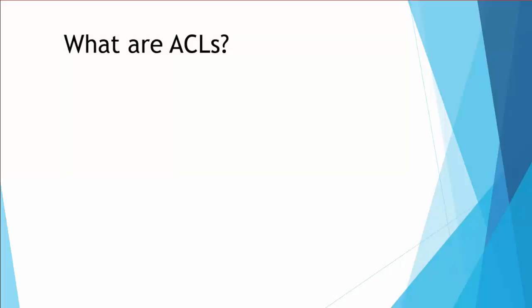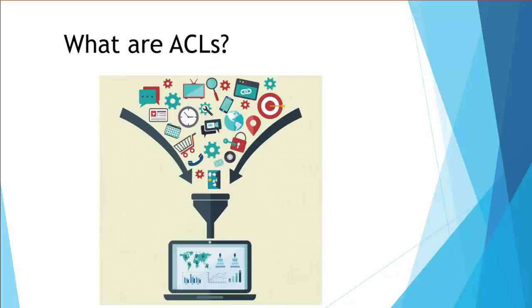So what exactly are access control lists? An ACL is basically a filter that can be applied to the interface of a router and even some switches. As a filter, its job is to analyze data passing through the interface and either permit or deny entry based on a set of criteria.